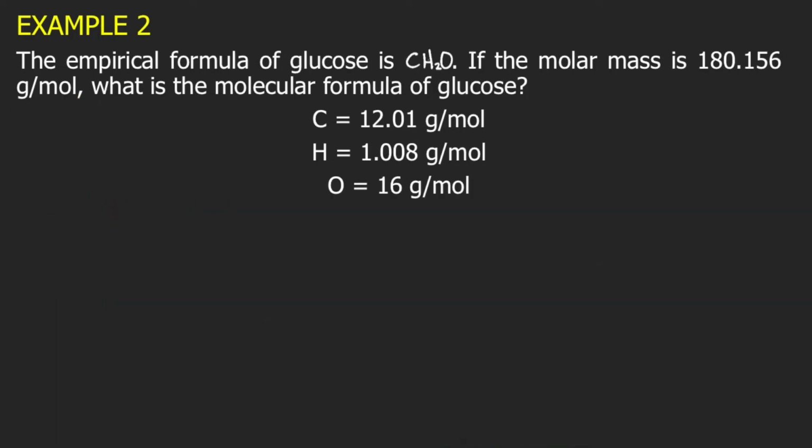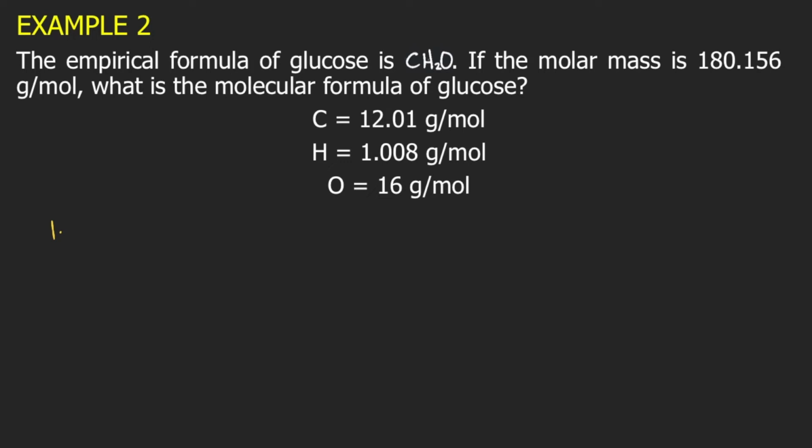Let's proceed to example 2. The empirical formula of glucose is CH2O. If the molar mass is 180.156 grams per mole, what is the molecular formula of glucose? So we will just do the same steps as what we did in example 1. So step 1 again is you need to solve for the empirical formula mass.